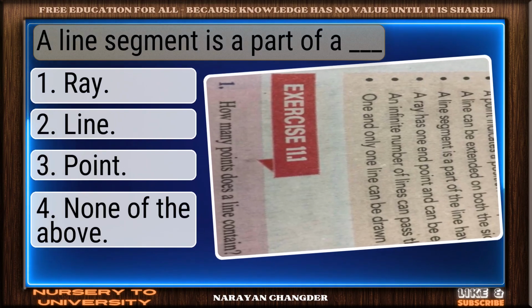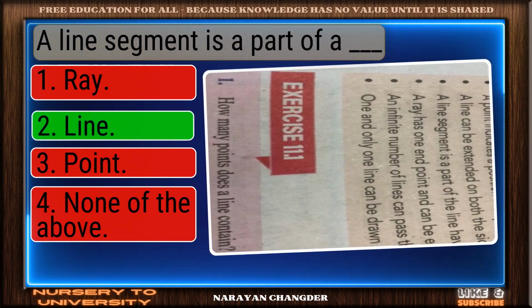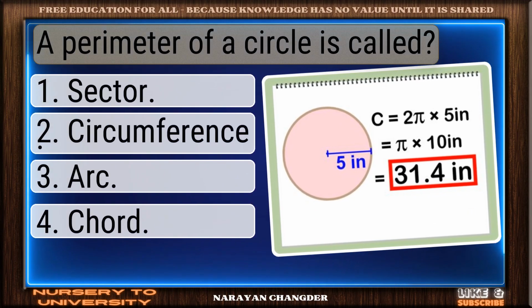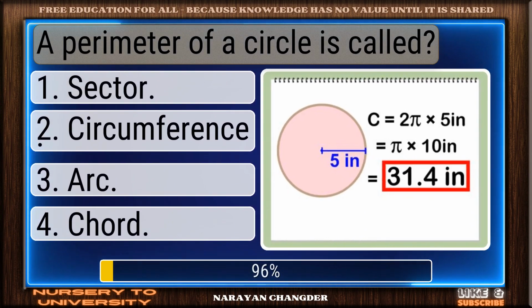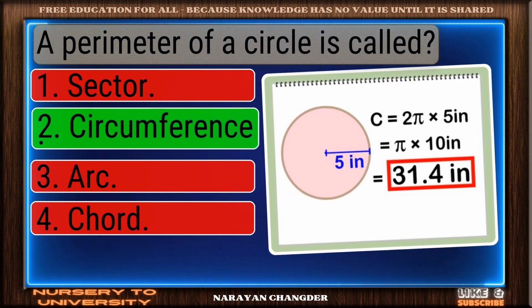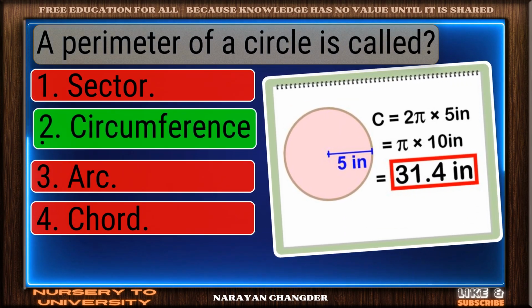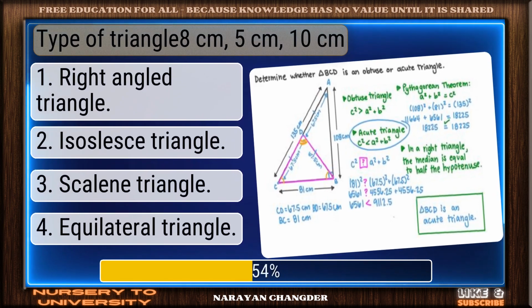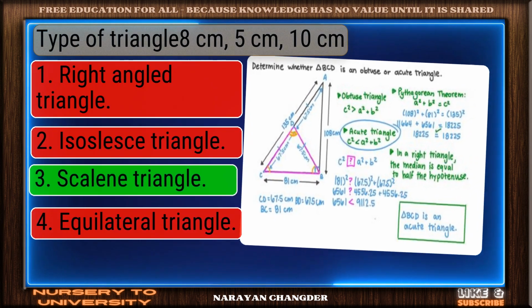A line segment is a part of a dash. Solid response. Line is a valid choice. A perimeter of a circle is called. Exactly. Circumference makes sense, and it is the right choice. Type of triangle 8 cm, 5 cm, 10 cm. You chose scalene triangle, and it is correct.